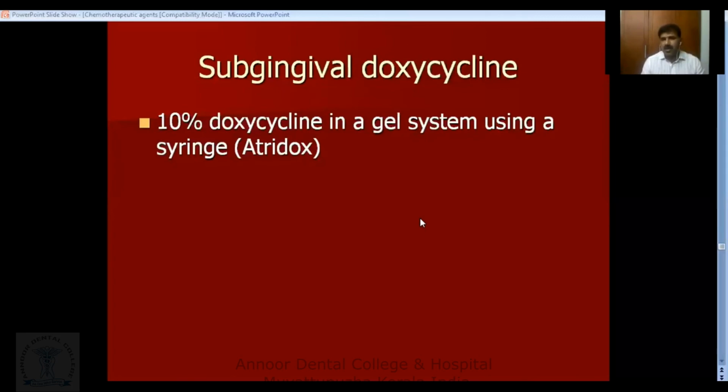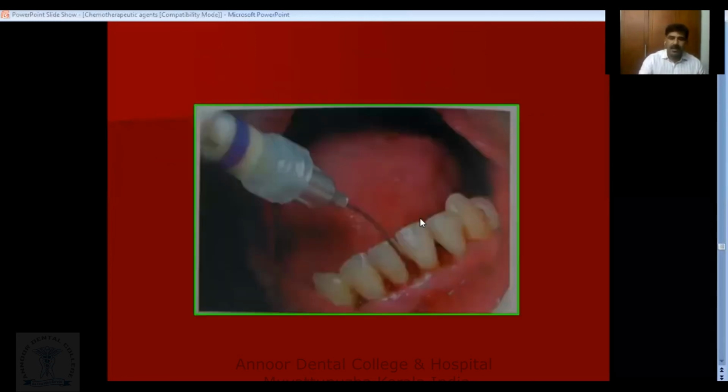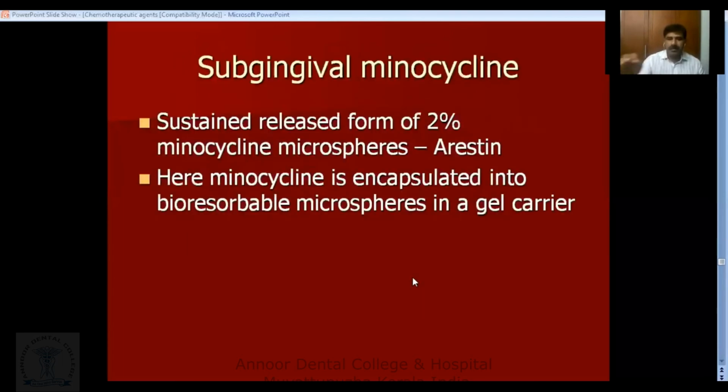Second system, so we discussed the different tetracyclines. Now we are discussing doxycycline. Now you have 10% doxycycline in a gel system using a syringe. The trade name for this is known as Atridox. The trade name for tetracycline impregnated fibers was Actisite. The other one was Periodontal Plus AB. In doxycycline, you have 10% doxycycline and it's a syringe. It's known as Atridox. So usually, you can very easily just inject it within the periodontal pocket.